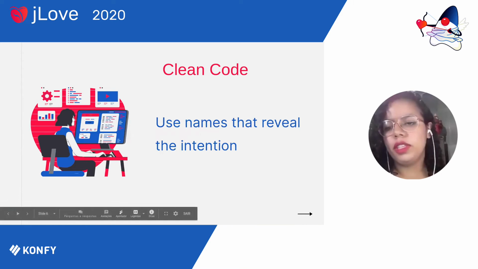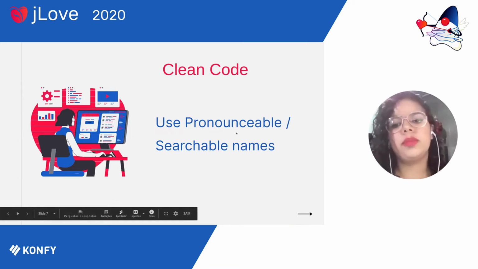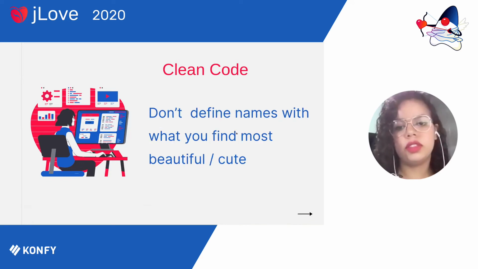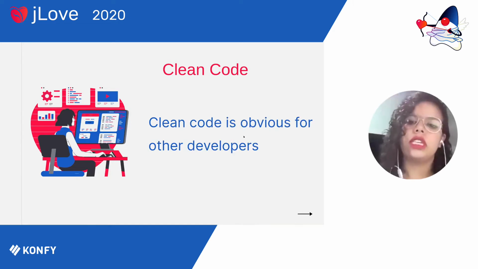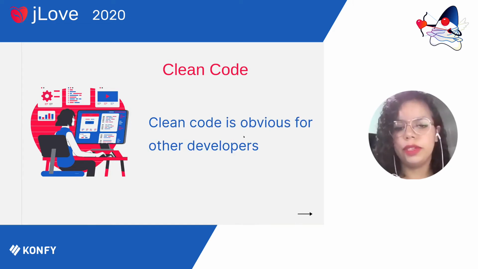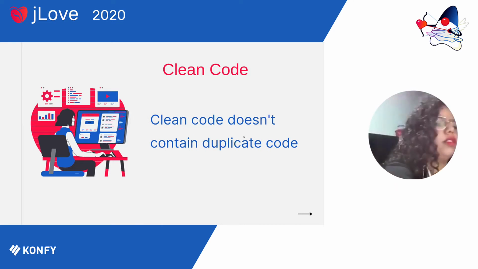In clean code, we need to use names that reveal the intention, use pronounceable and searchable names, don't define names with what you find most beautiful or cute, follow the patterns, and choose one word per idea or concept. Clean code is obvious for other developers, and in clean code, we don't have duplicated code.